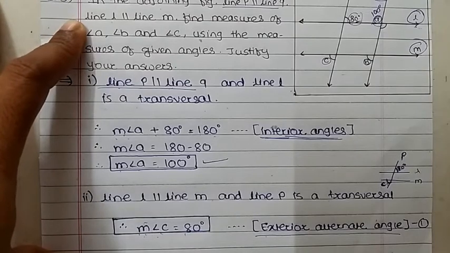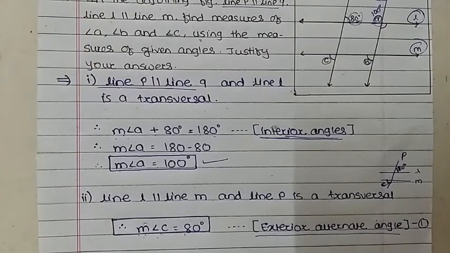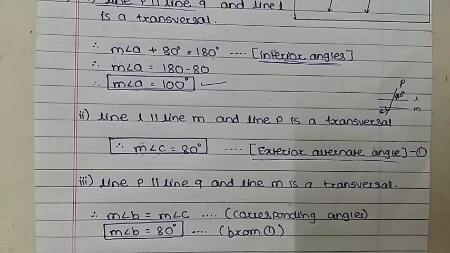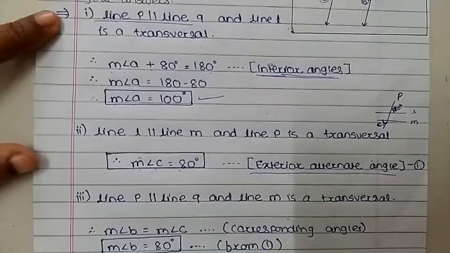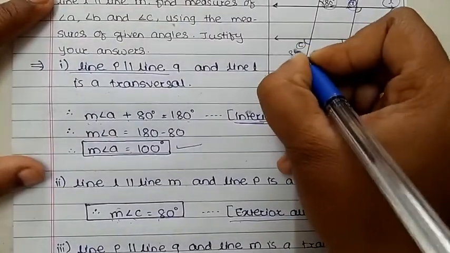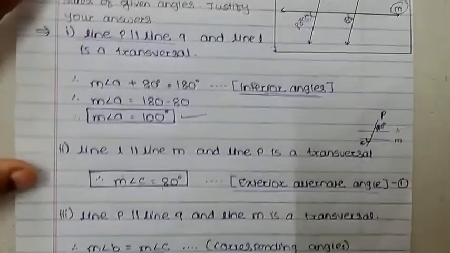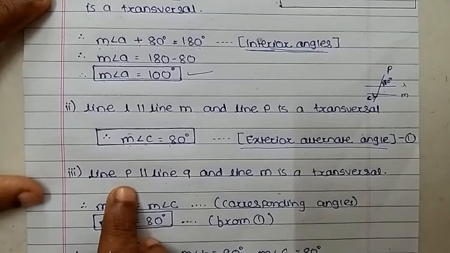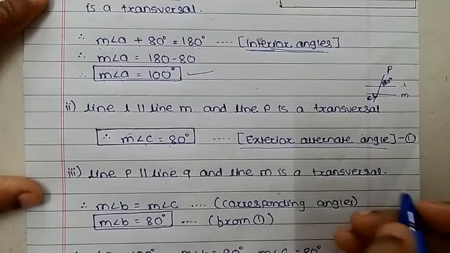Okay, understand this? Now next we have to find B. Where is B? On your figure here. We have C equal to what? 80. Okay, then for calculating B, we have to consider line P parallel to Q. That means this one.